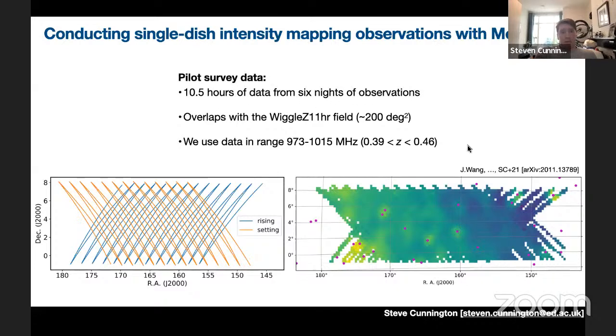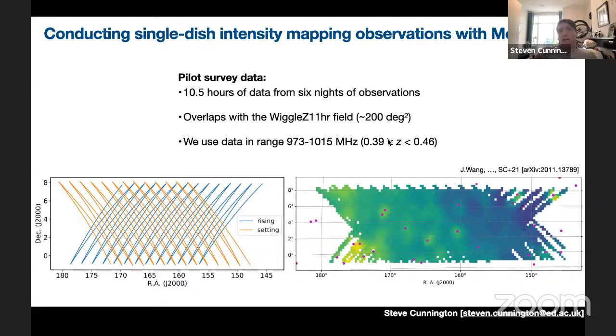Initially it was work led by Julian Wang, just trying to calibrate this data into maps, which we have successfully done, and Mel touched upon this as well. This is the data that we have. It's only about 10 and a half hours of data from six nights of observation. But for quite a small amount of data, it still covers a relatively large 200 square degree area. And it overlaps with the WiggleZ 11 hour field. This will be where we get our galaxies from that we cross correlate with.